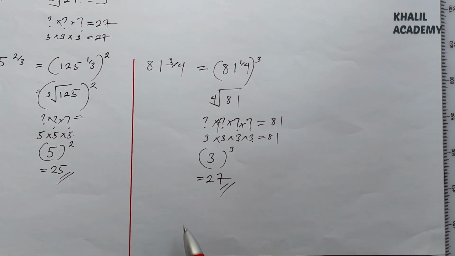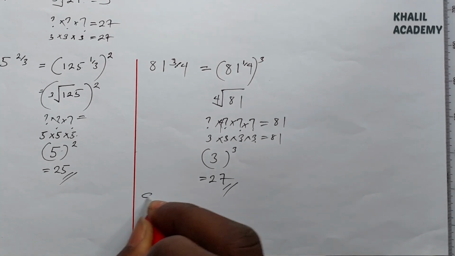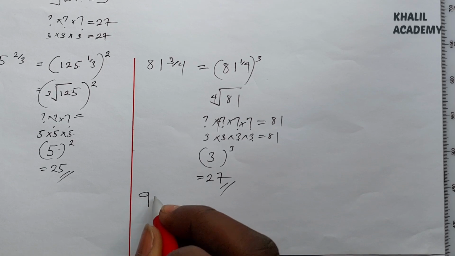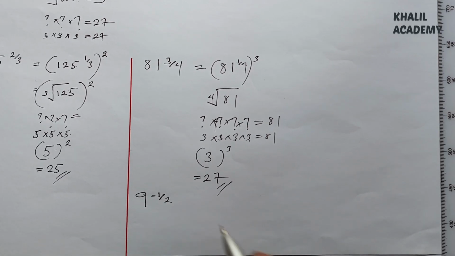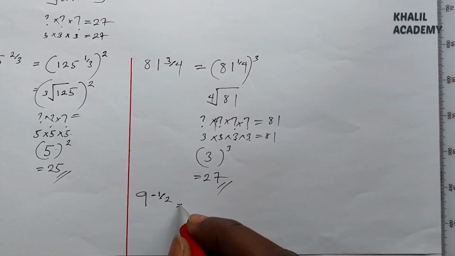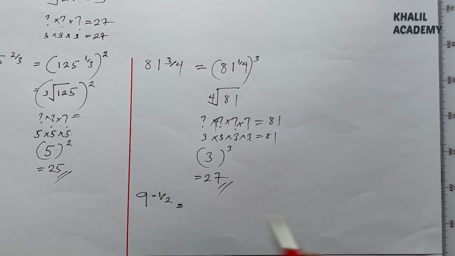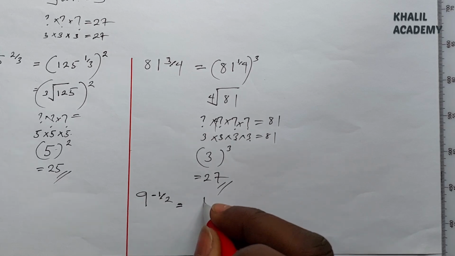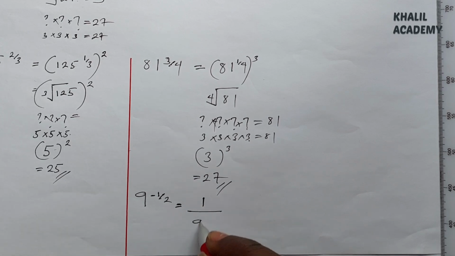So we're going to take an example with a negative power. For example, we have 9 raised to the power of minus half. From the laws of indices, anything raised to a negative power is going to be inverted. So it's going to be 1 all over 9 raised to the power of 1 over 2.